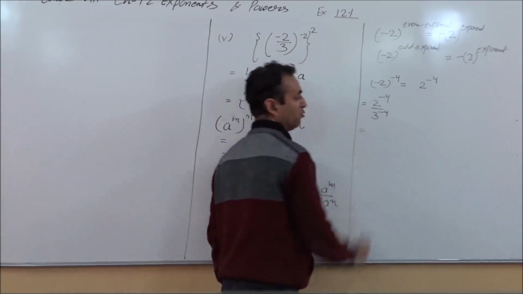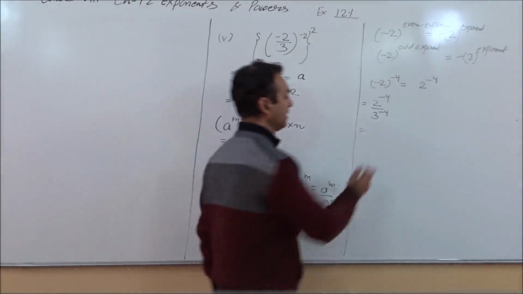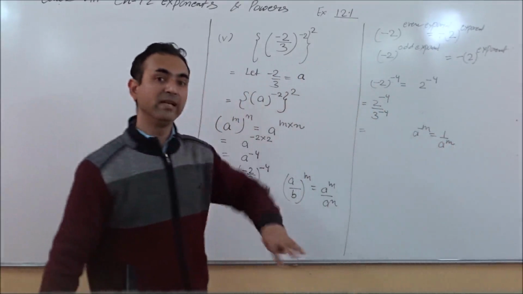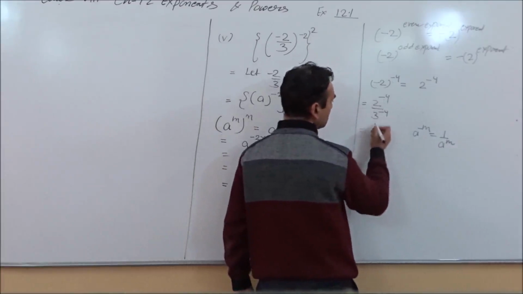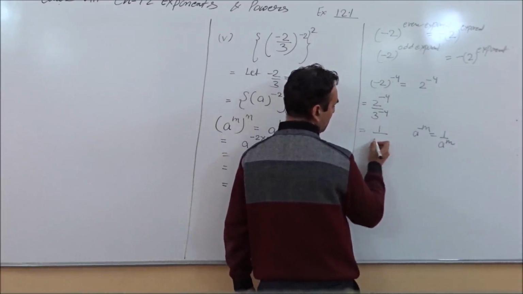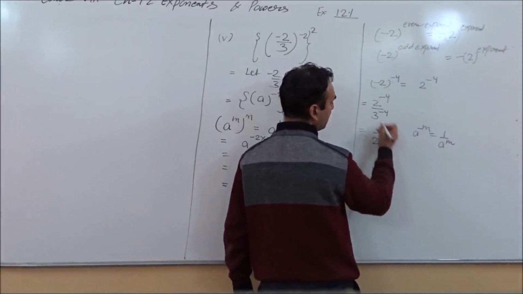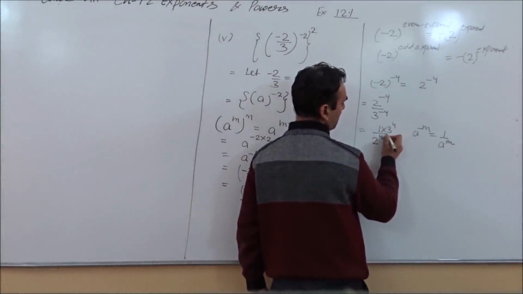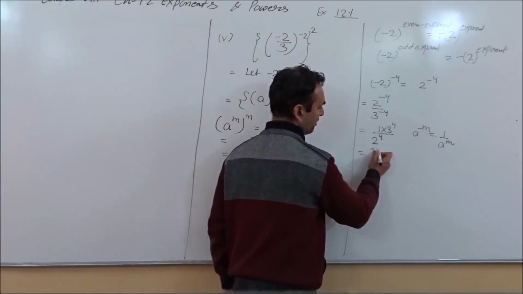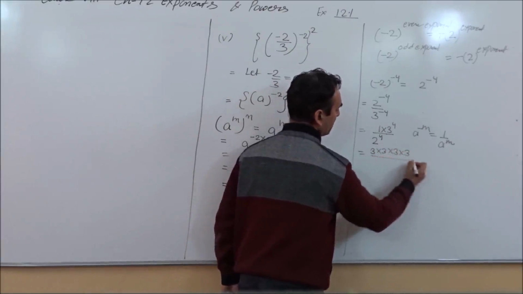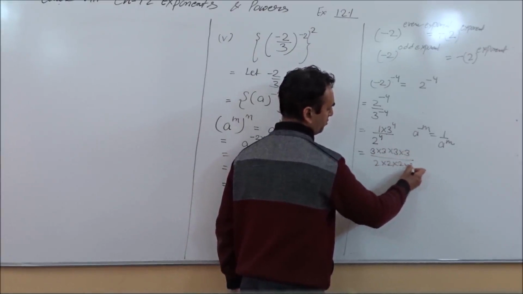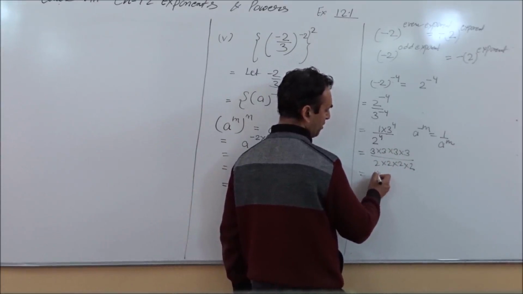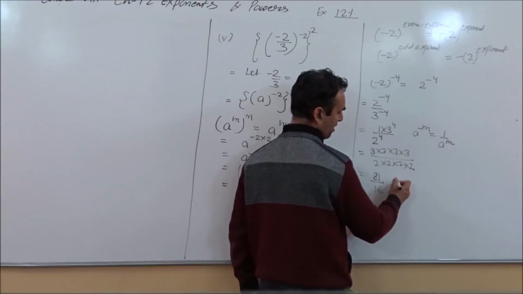Now, what will we do? The first formula we will apply here: a raised to minus m equals 1 upon a raised to m. It means we do the reciprocal. So 2 raised to minus 4 will come as a denominator, 2 raised to 4, and 3 raised to minus 4 will go as a numerator. So it will come here 3 raised to 4. And now we will solve here. What is 3 raised to 4? 3 into 3 into 3 into 3. And what is 2 raised to 4? 2 into 2 into 2 into 2. So 3 is 9, 9 is 81. 81 upon, and 2 to the 4 is 16. So 81 upon 16 is the answer.